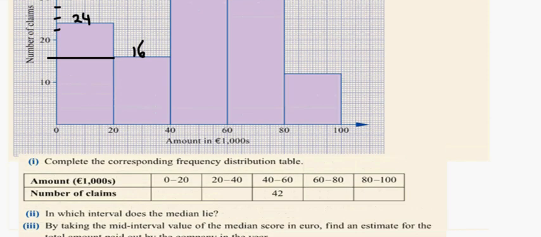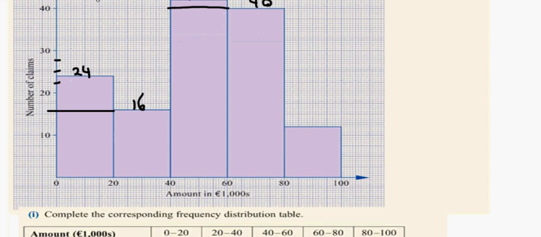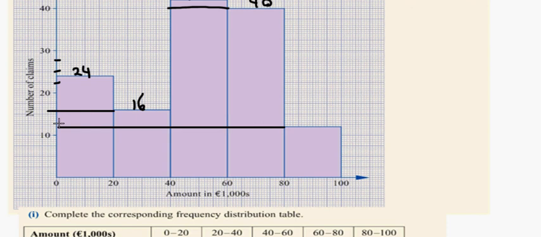This one here, which is the third one, is 42. Makes this one 40. And then the bottom one here, if we go all the way across, is going to be 12.